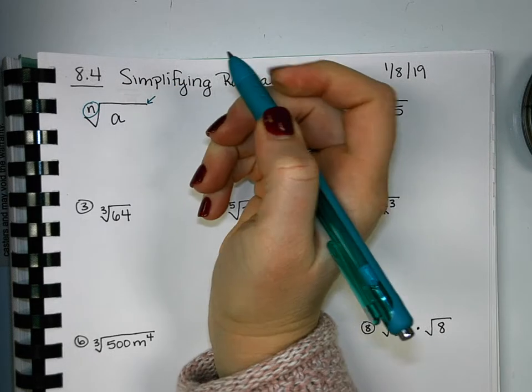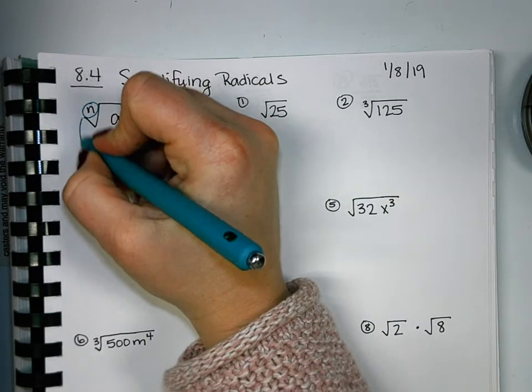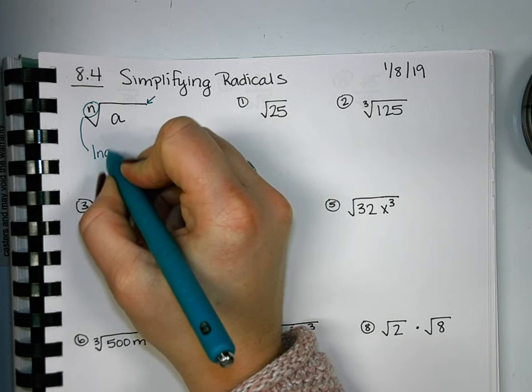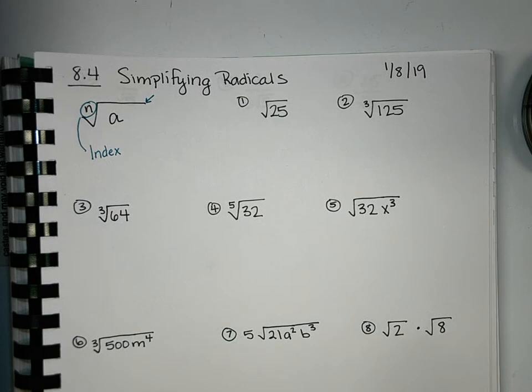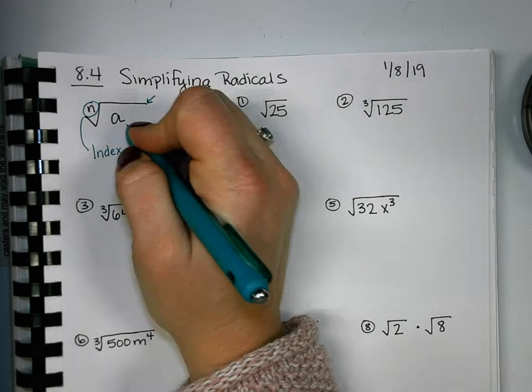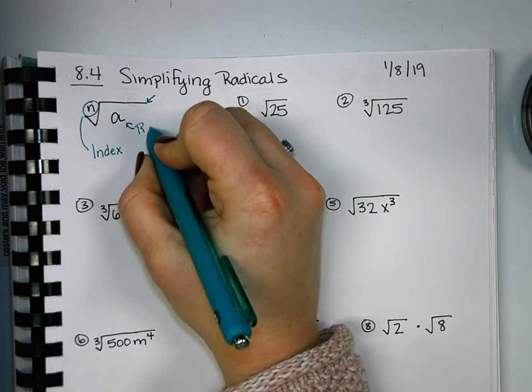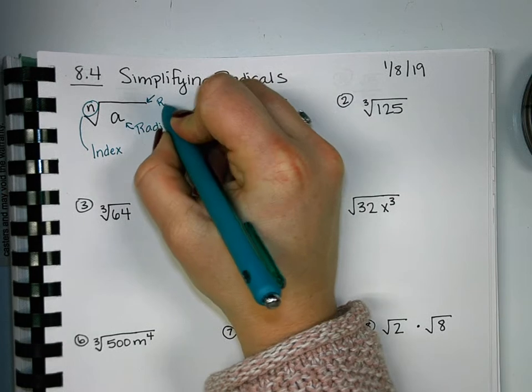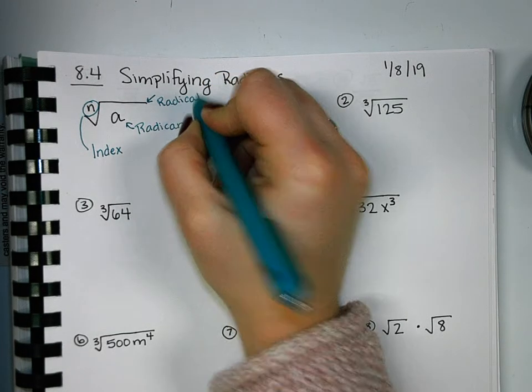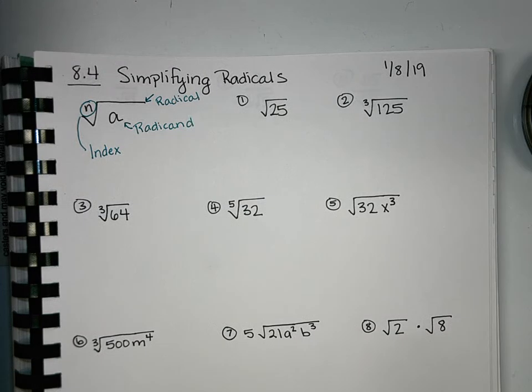This right here, n, that's called an index. That tells us which type of radical we have. So when we don't have anything there, it's called a square root. If we have a different number like a 3 or a 4, we call it a third root or a fourth root or a fifth root, whatever the number is. The number in here is called the radicand. So the radicand is just what we call whatever's inside the radical.